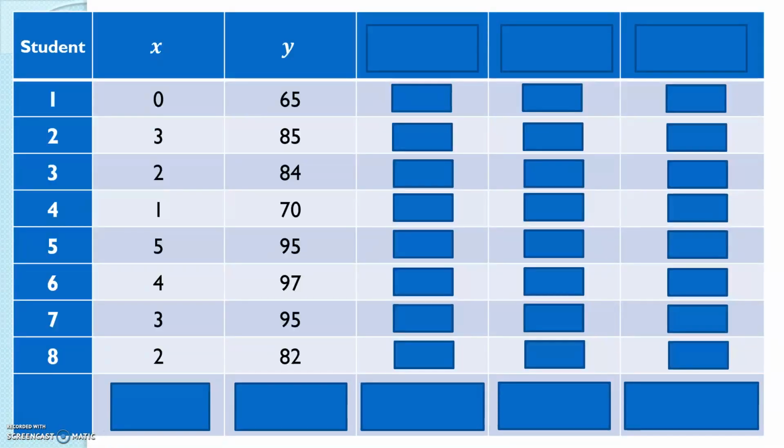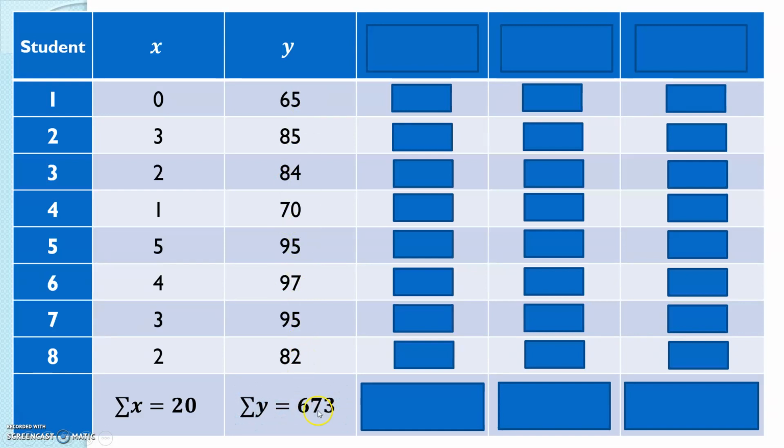Earlier, I told you that we will be getting all the summations. First, the summation of X. We have to add all the values here, and we will have 20. The summation of X is equal to 20. Also, the summation of Y. We add everything here, and we have 673, and that's the summation of Y.